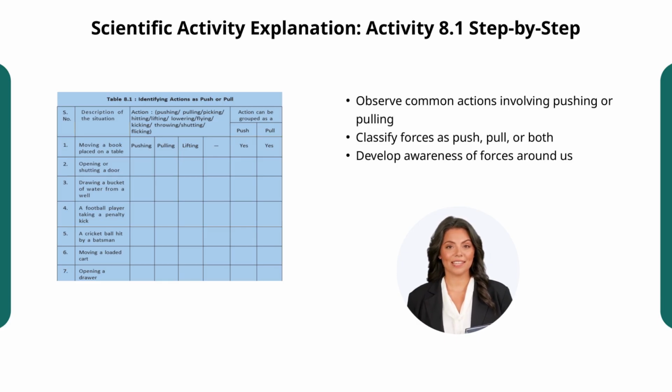Begin by reading each scenario carefully. For example, moving a book on a table involves pushing or pulling. Step 2. Identify the action involved. Is it pushing, pulling, lifting, or others? Step 3. Decide if this action is a push or a pull, or possibly both. Mark your answers in the table accordingly.